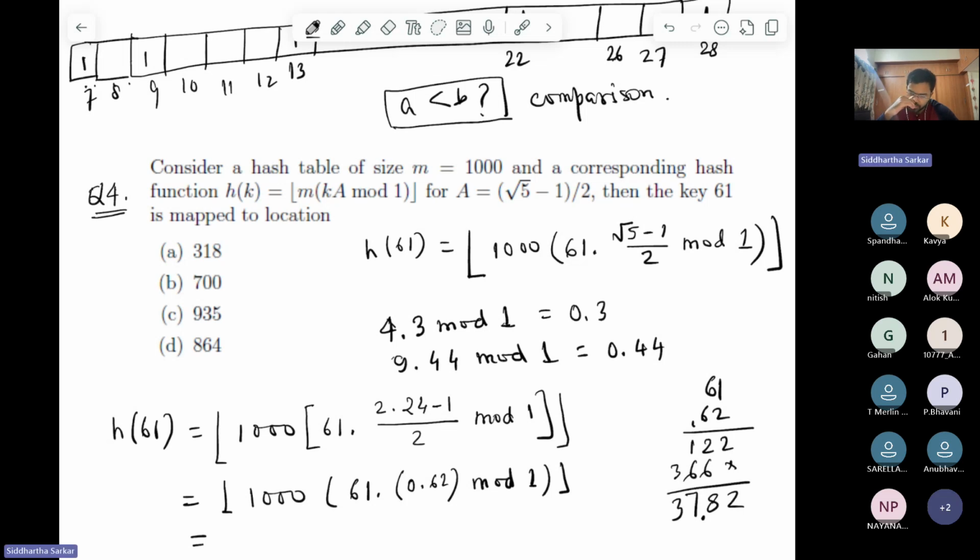Okay, so we have to be precise and we have to do it till one more precision value. So when I'm doing it with the calculator, I'm getting 700. So we have to take more for square root 5. We have to take a more precise value. So instead of 2.24, we have to take a more precise value.